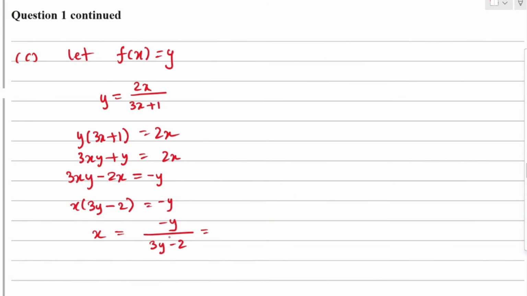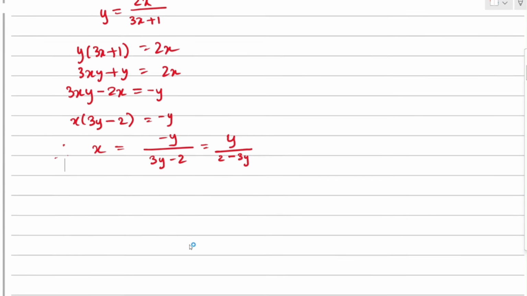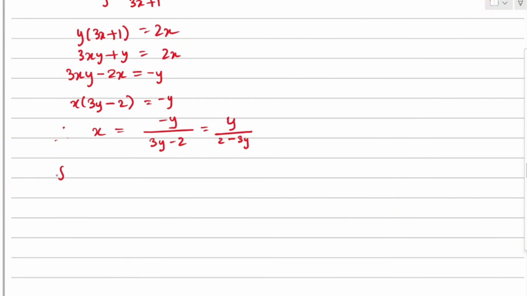I can divide by minus 1 on both the numerator and the denominator, and this will give us y divided by 2 minus 3y. So x is equal to y divided by 2 minus 3y, and this is the inverse function that we need to find. Now we can write that f inverse of x is equal to x divided by 2 minus 3x.